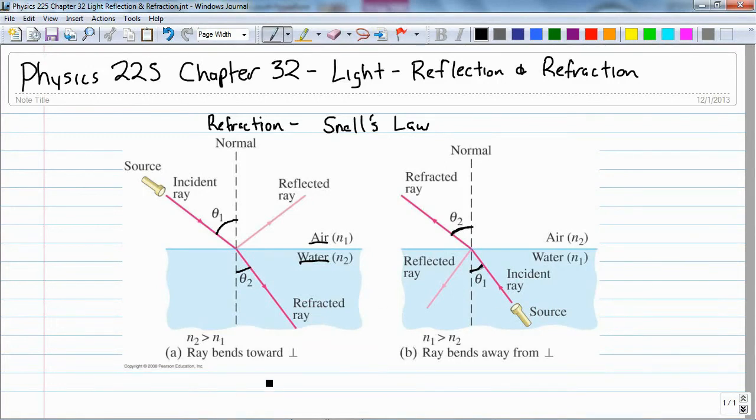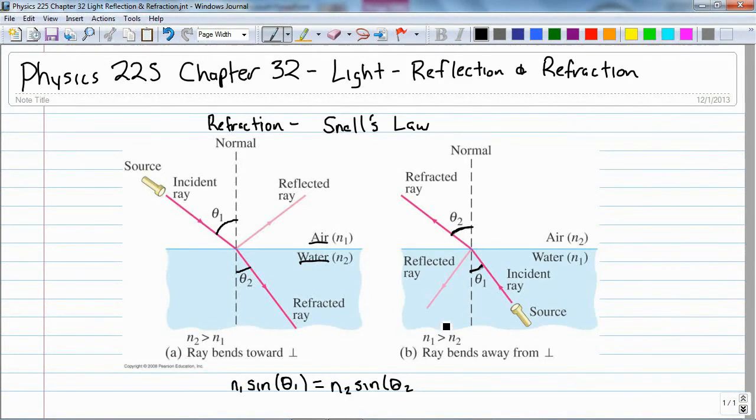So this leads us to Snell's law, which basically says that the refractive index of the first medium times the sine of the angle that the light makes with the surface and the normal is equal to the refractive index of the second material or medium times the sine of the angle with respect to the normal to the surface.